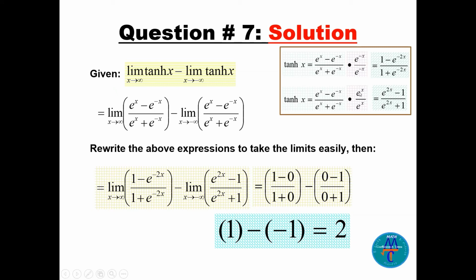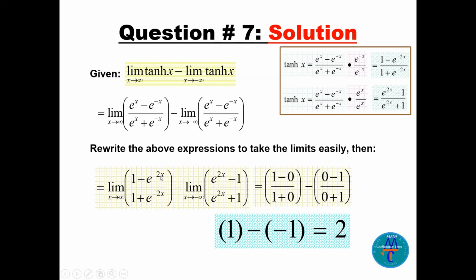Now the second one, I will multiply the same function up and down by e to the power x. So it becomes e to the power 2x minus 1 divided by e to the power 2x plus 1, because you add the power here. E to the power x will become here e to the power 2x. So I will replace that in the expression where x goes to minus infinity. Now we have the same question here. This is the given, this is the definition, and this is the rewriting of the definition to find the limit in an easy way. Now let's evaluate the limit.